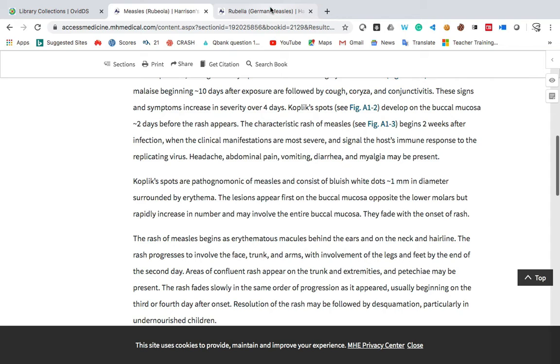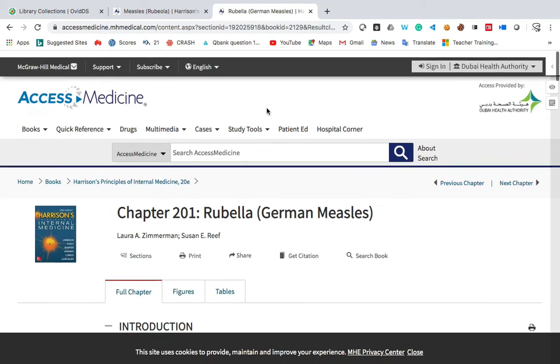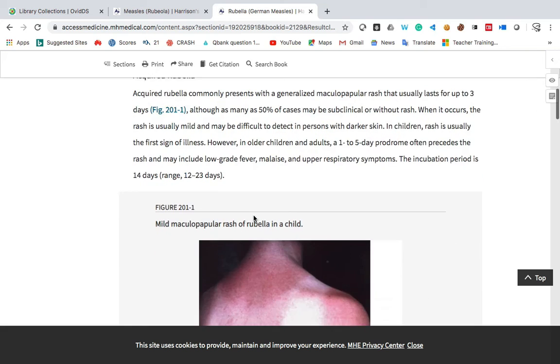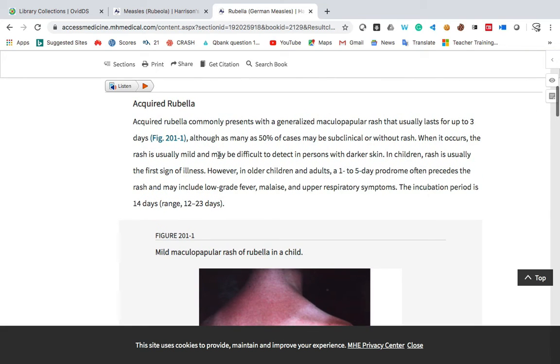Now if you look at rubella, here again I'm accessing Harrison. It says acquired rubella commonly presents with a generalized maculopapular rash that usually lasts up to 3 days, although as many as 50% of cases may be subclinical or without rash. See, it's clearly mentioned maybe without rash, and in rubella it's a low grade fever. So there are very important clues to observe here. When it occurs, the rash is usually mild and may be difficult to detect in persons with darker skin. Now they are talking about the person, not the child.